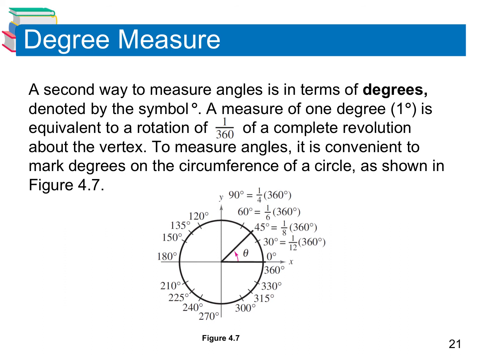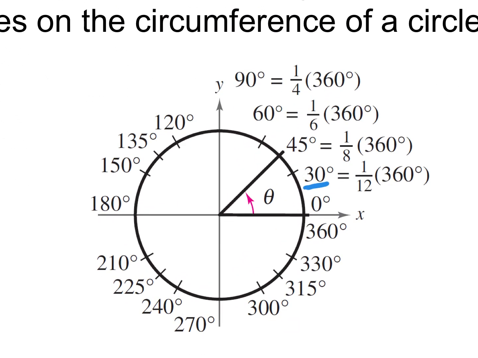So a second way to measure angles is in terms of degrees, noted by the little degree symbol. A measure of 1 degree is equivalent to a rotation of 1 over 360 of a complete revolution about the vertex. That's because there are 360 degrees in our circle. So to measure angles, it's convenient to mark degrees on the circumference of the circle as shown here. So it just shows the degrees written out here. So this angle here, theta, would be 45 degrees.